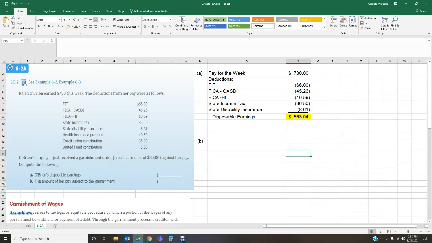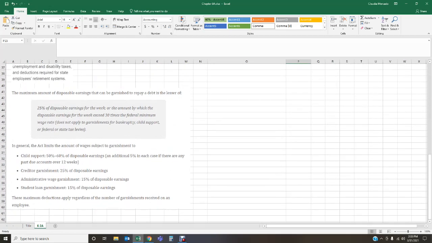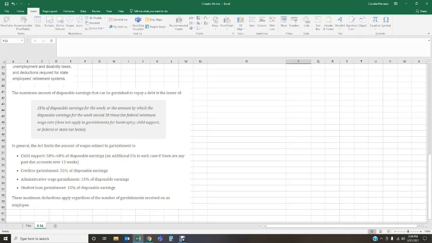Now I need to figure out how much I am going to garnish. First of all, we have to figure out what kind of garnishment order we received. In this case, we got a credit card debt garnishment. In your book, you're going to find an area that talks about garnishment. It says that the amount of disposable earnings that can be garnished to repay the debt is the lesser of 25% of disposable earnings for the week, or the amount by which the disposable earnings for the week exceed 30 times the federal minimum wage rate. Down here it tells you the percentage of how much it's going to be garnished.